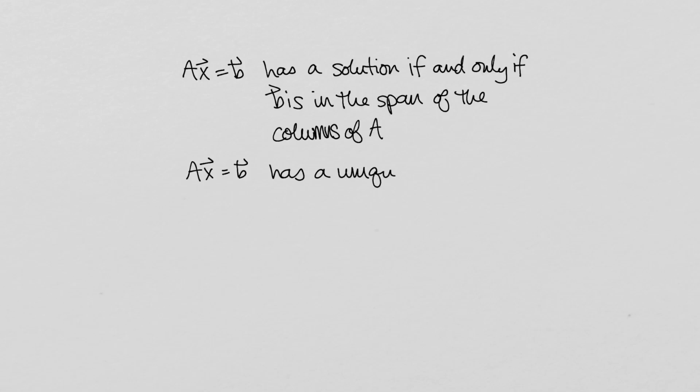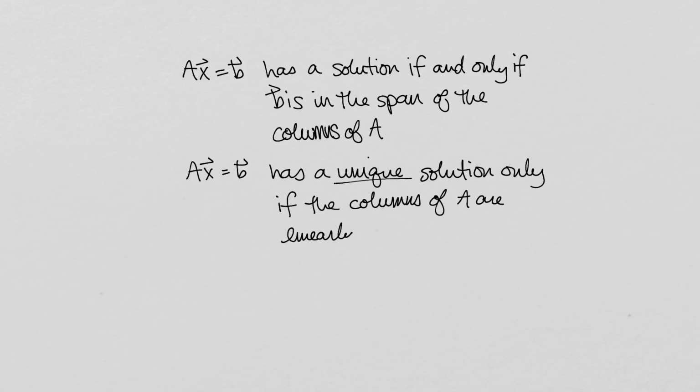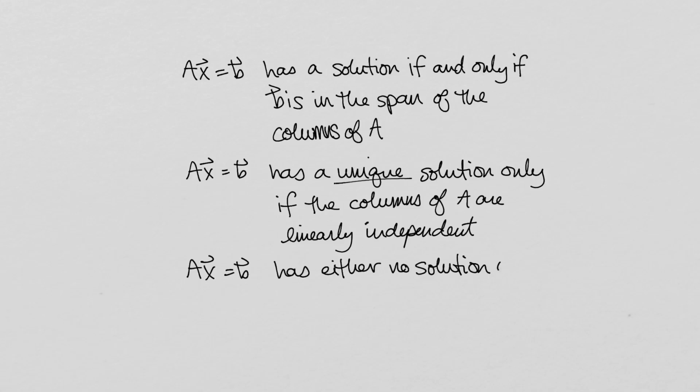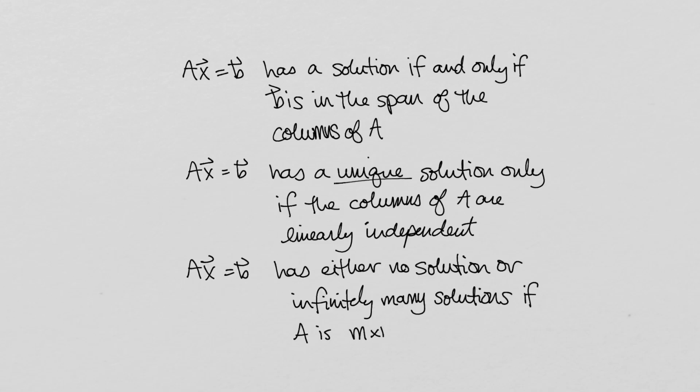AX equals B has a unique solution only if the columns of A are linearly independent. And AX equals B has either no solution or infinitely many solutions if A has more columns than rows. This is because the columns are in Rm and there are more than m of them. Therefore, they're necessarily linearly dependent.